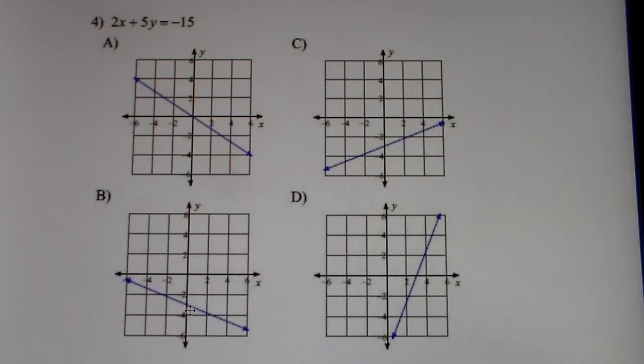But let's double check. Let's make sure our y-intercept is at negative 3. So we cover up our 2x. We have positive 5y equals negative 15. We divide both sides by 5, and we get y equals negative 3. So B is our answer for number 4.